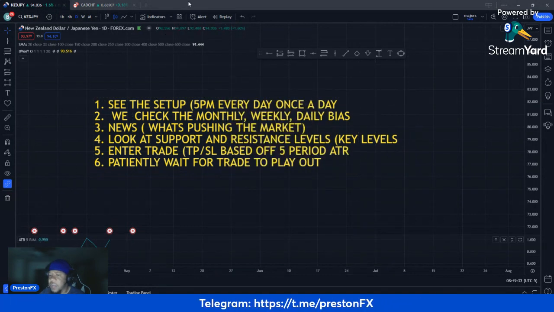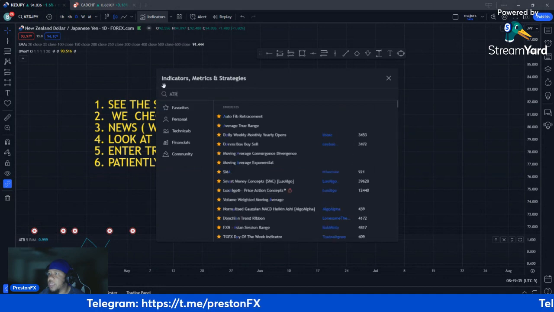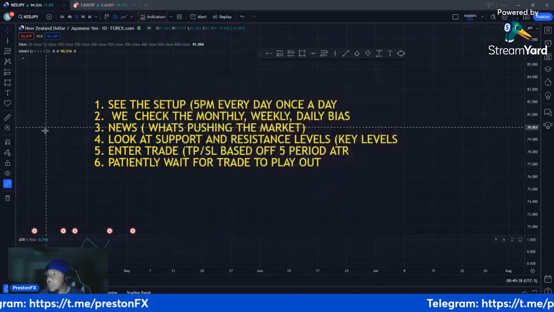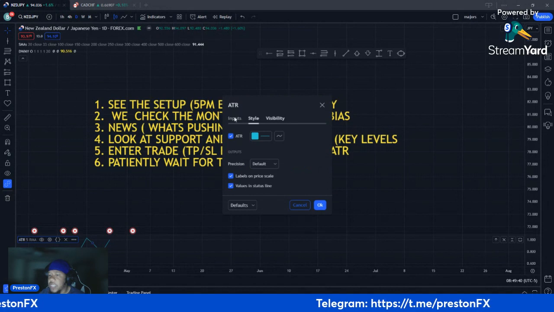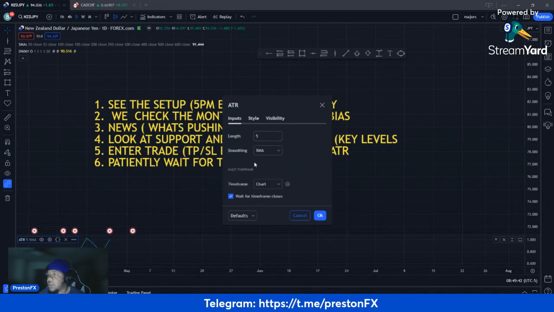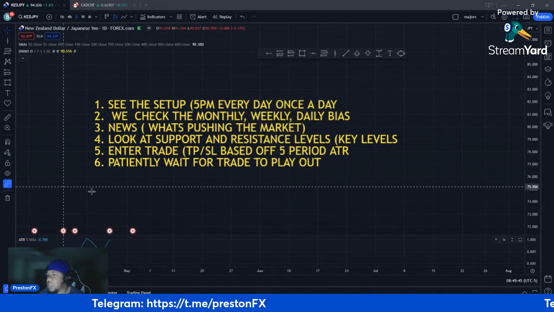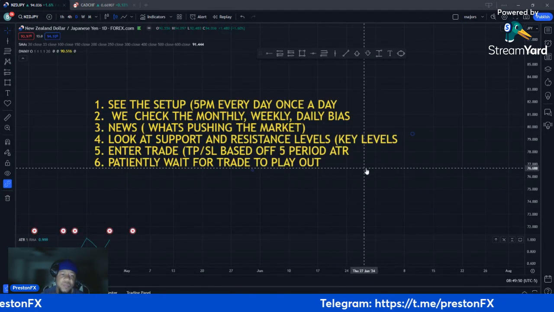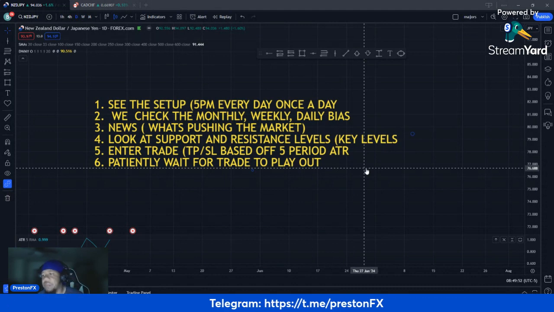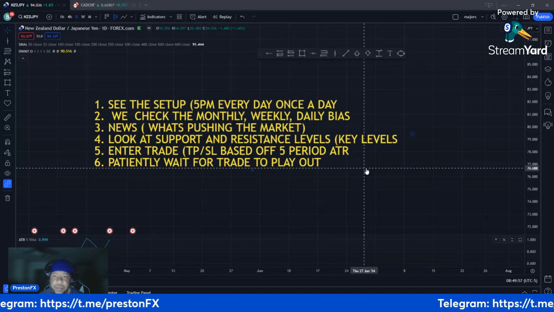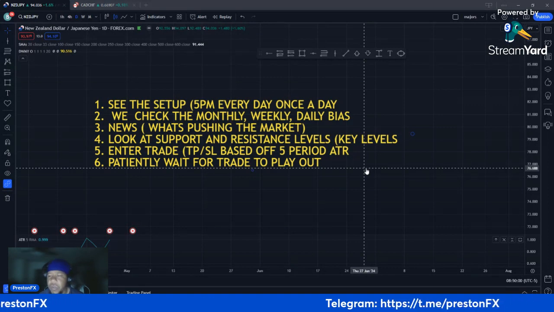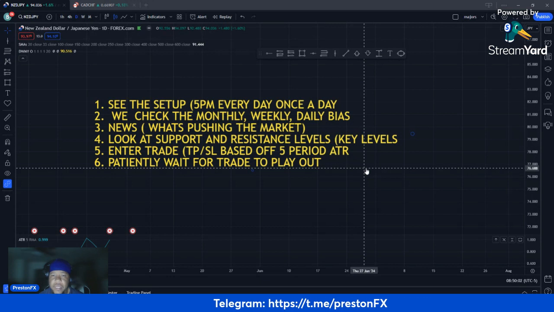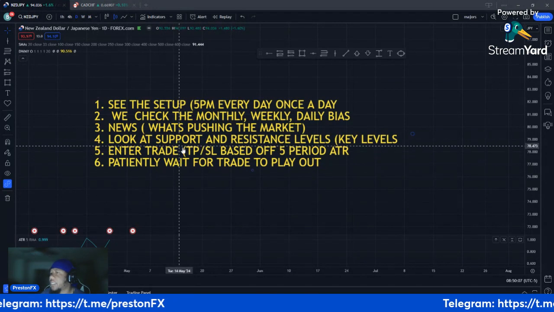This is my ATR down here. If you go to indicators, you can type in ATR, average true range, and set it to 5 period smoothing RMA. And then patiently wait. This is the biggest key. Once you enter the trade, just let it play out. Don't come back and check it until the next day at 5 p.m. Then you can bring your stop loss in and take profit, or take something off the table. Make sure y'all write this down. Pause the video and write it down.